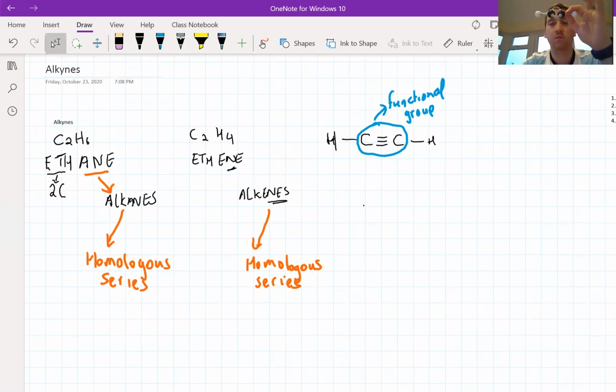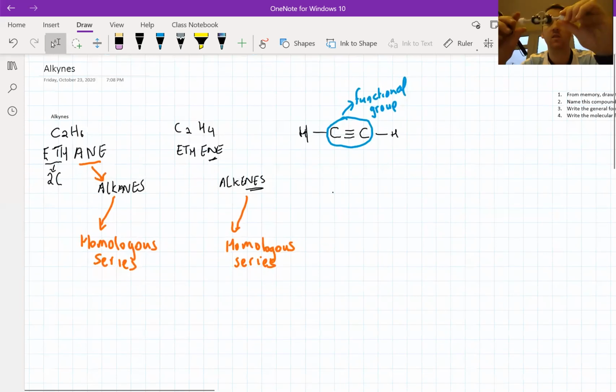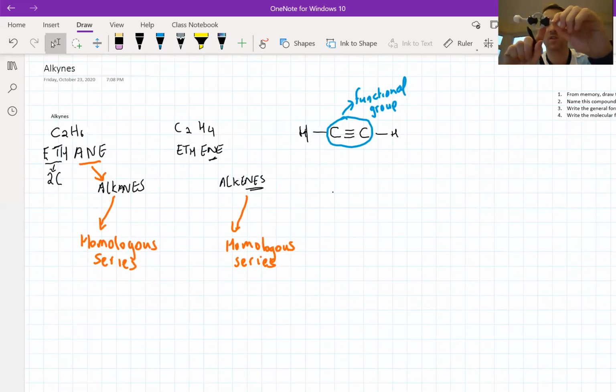Okay, a functional group, and this is what you should have said, is an atom or a group of atoms which give a molecule its characteristic properties. So the group of atoms here is the 2 carbons that are triply bonded. So the C triple bond C, as I've shown here, is the functional group of this homologous series.